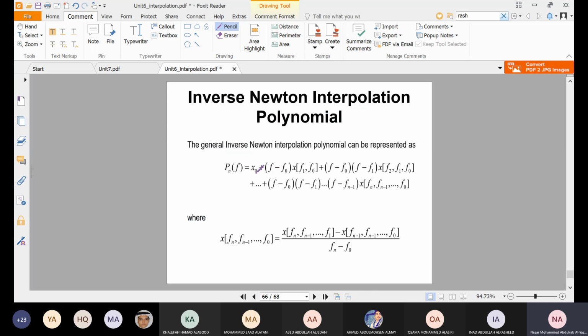So the inverse Newton interpolation polynomial is given like this. Before we had f of x0, now I have x0. Before we had x minus x0, now we have f minus f0. So like this one, we take a divided difference in terms of the functions, not in terms of the x's. And here the divided difference, you can see, we take it in this form.